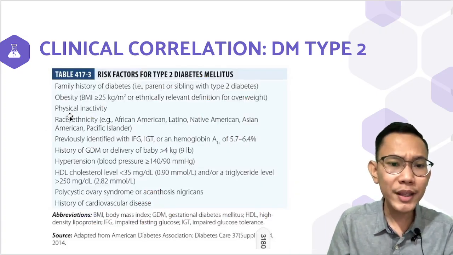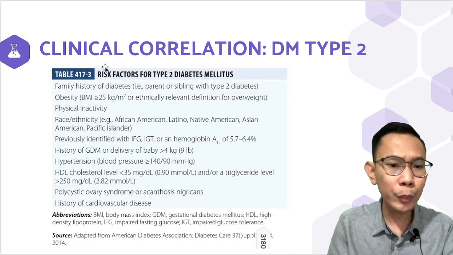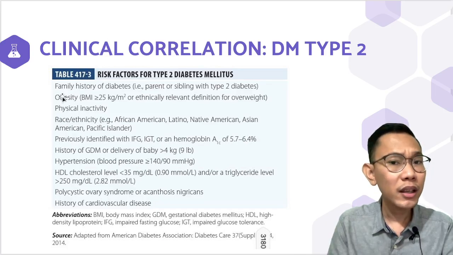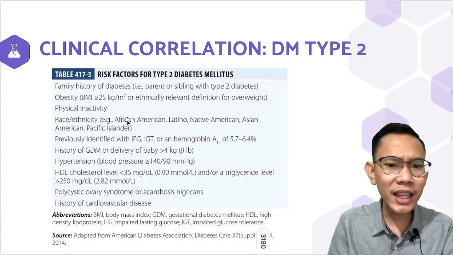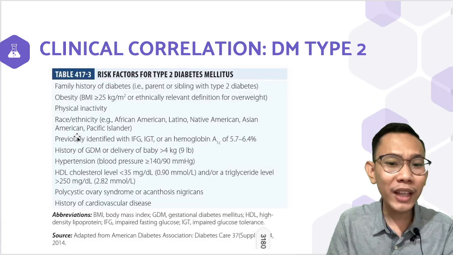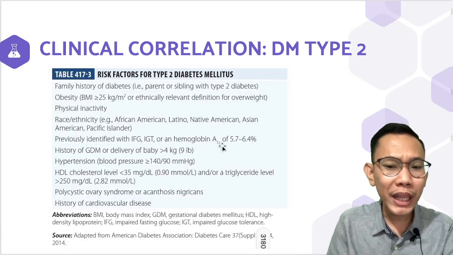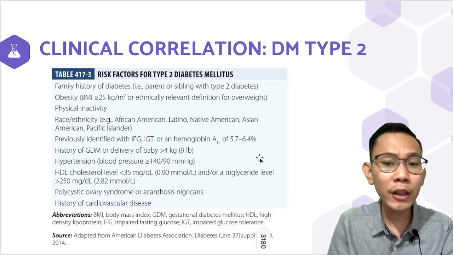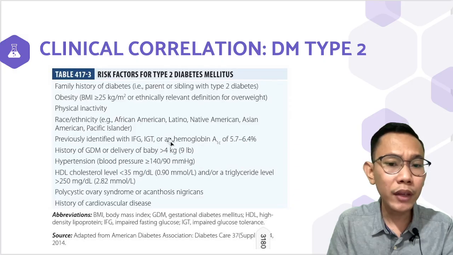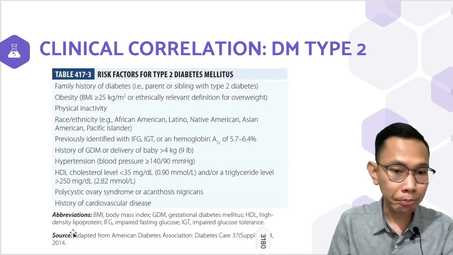Again, coming from your Harrison, you're able to identify some of these. Ito yung pinaka-importanteng mga risk factors na you have to take note: family history, obesity, physical inactivity, race or ethnicity. Of course, risk factors tayo, Asian, Pacific Islander, previously identified with IFG or IGT, or your hemoglobin A1C is high at around 5.7 to 6.4. So, at the level of 5.7 to 6.4 of your hemoglobin A1C, that's already a risk factor for DM type 2. History of your GDM or delivery of the baby, hypertension, HDL cholesterol level, and different diseases.